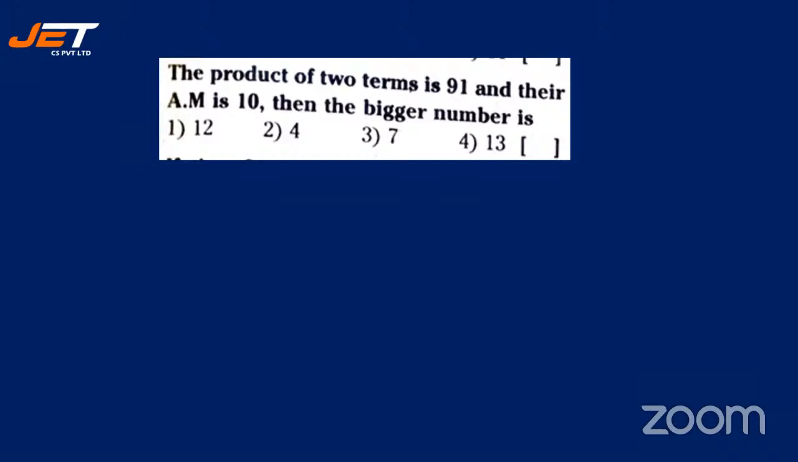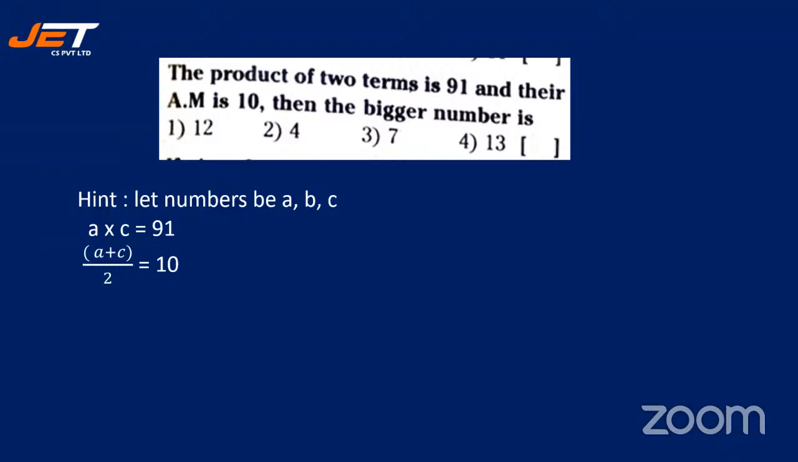You can assume any two terms. The product is 91 and their mean is 10. What should be the bigger number? Let's see how the answer is derived. Let the numbers be A, B, C. Any two terms you take, A into C, is equal to 91. We know that (A plus C) by 2 is 10, so A plus C is nothing but 20.